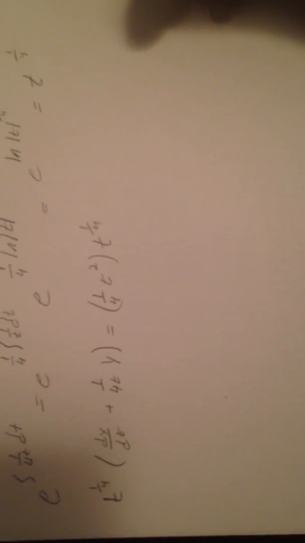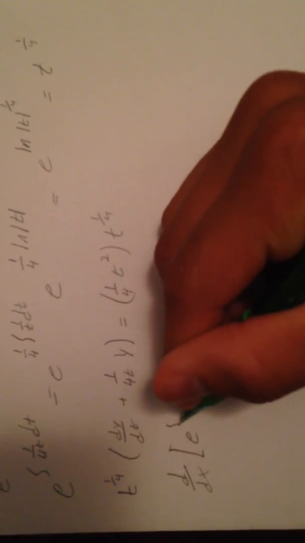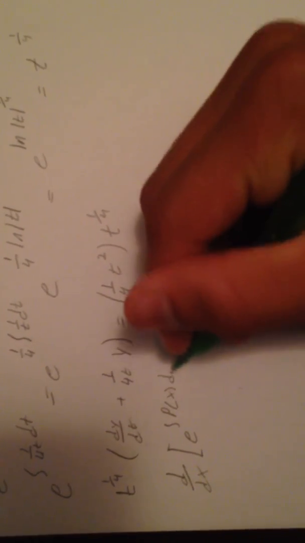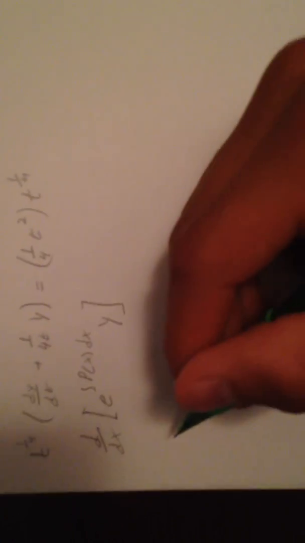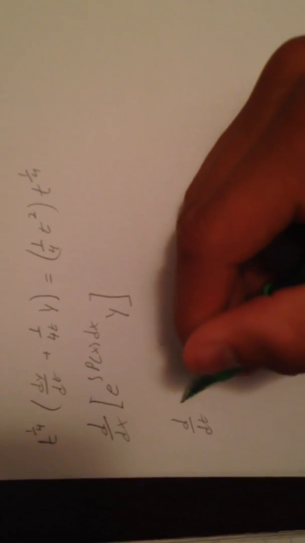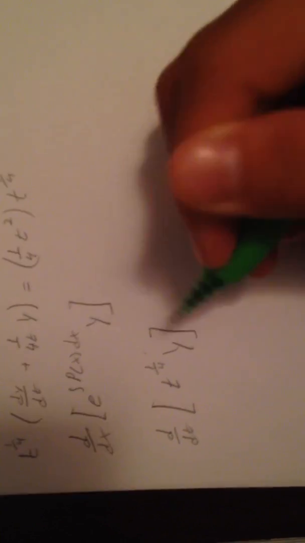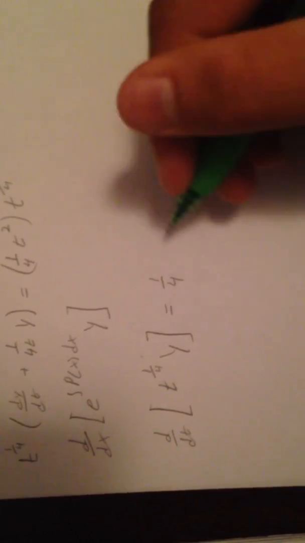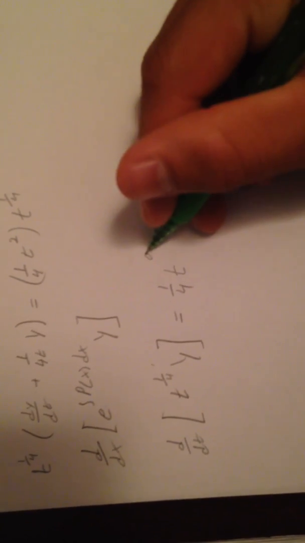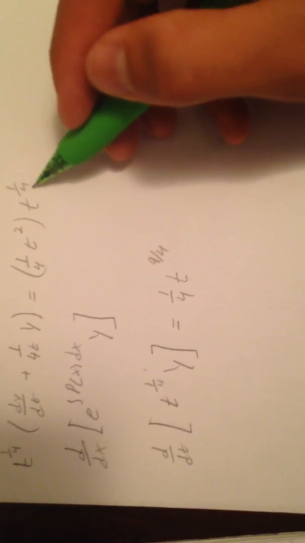Now once you do that, you want to rewrite the left side of the equation as d over dx of e to the integral of p of x dx times y. So let's do that. So you're going to get d over dt, because there are t's in this problem. You get t to the 1/4 y equals 1/4 t to the 9/4. You get 9/4 when you multiply t squared and t to the 1/4.